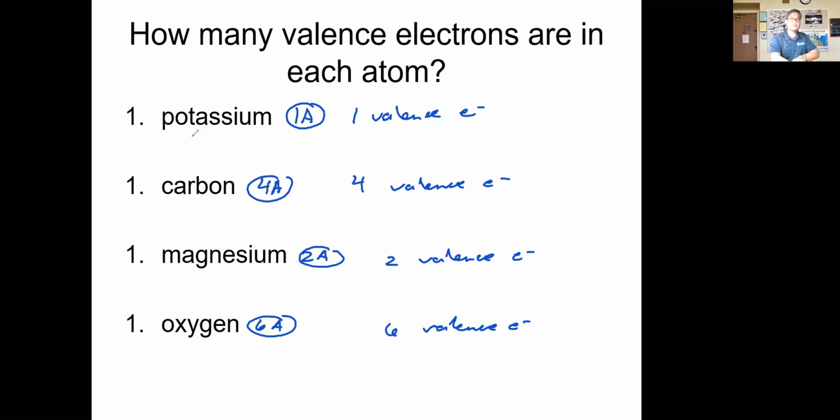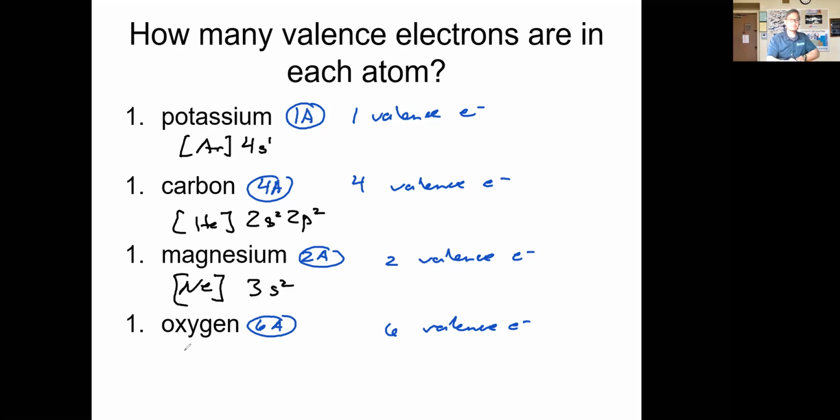Okay, so potassium, it's going to be the noble gas configuration argon, and it's going to be 4s1. Carbon then, it's going to be helium, 2s2, 2p2, and then magnesium is going to be neon, 3s2, and then oxygen is going to be helium, 2s2, 2p4, right? So there it is. 1 valence electron, 4 valence electrons here, 2 valence electrons, and the 6 right here. So we've accounted for all those.